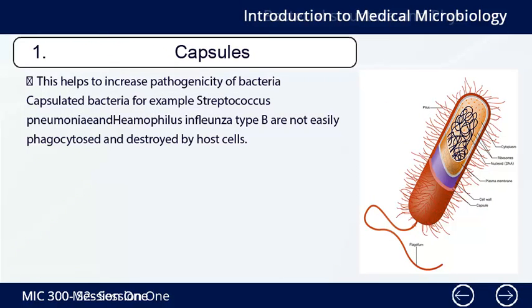Capsules. This helps to increase pathogenicity of bacteria. Capsulated bacteria, for example, Streptococcus pneumoniae and Haemophilus influenzae type B, are not easily phagocytized and destroyed by host cells.